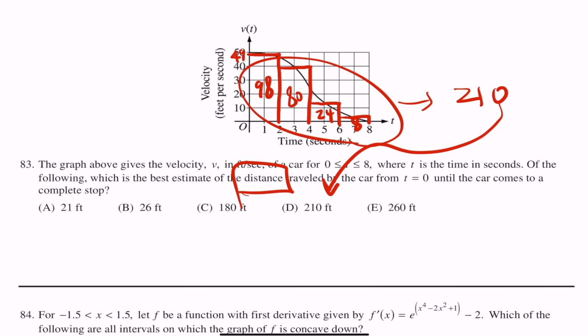pretty much the accurate answer, which is answer choice D. And once again, some people might go, but don't you have to double check to make sure you didn't overestimate or underestimate? Once again, that was the point for me to use my midpoint Riemann sum, right? I didn't want to worry about it, so I wanted to use the best estimate, which happens to be the midpoint, which is why I feel pretty confident about my answer choice D, 210 feet.